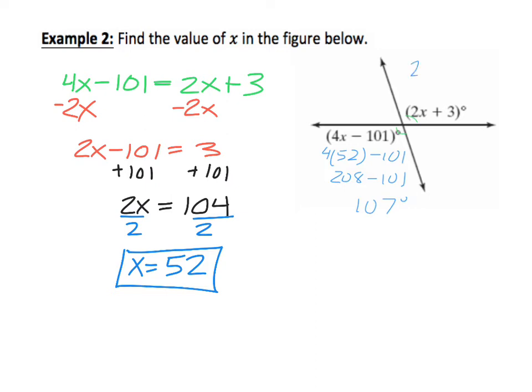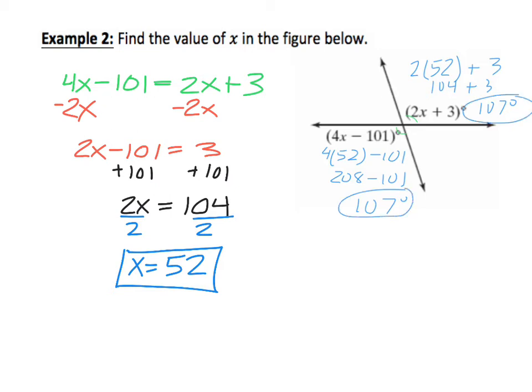Remember, vertical angles are equal to one another, so it might be a good idea just to plug that in and make sure that we also get 107. So 2 times 52 is 104, and 104 plus 3 is 107. So these two angles are both 107.